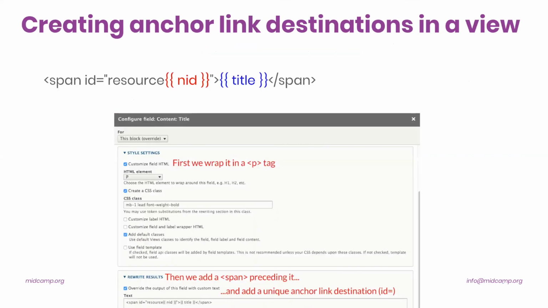And so in the view in Drupal, this is kind of what that looks like. I'm wrapping it in a p tag in the style settings, and then I rewrite the results by wrapping it in a span, and I include another field that is the node ID, NID. That's at the very bottom of your screen.